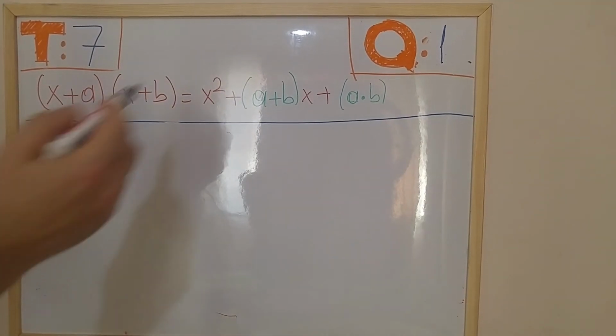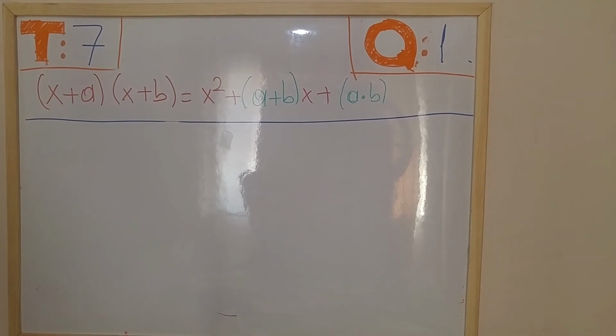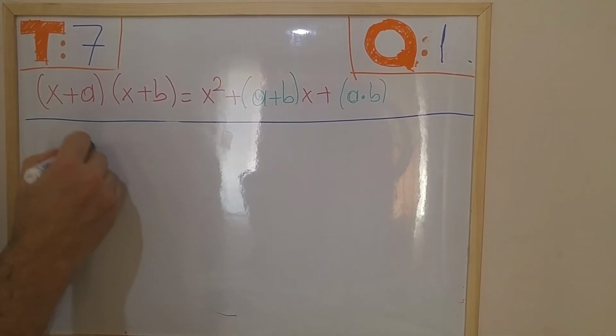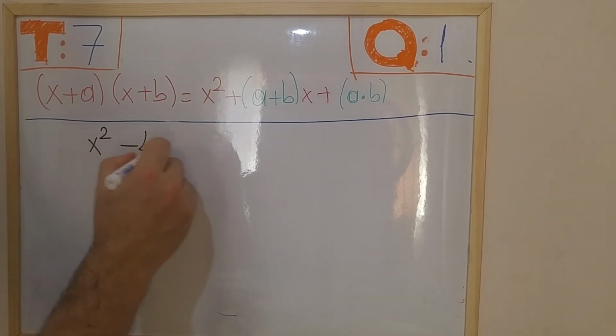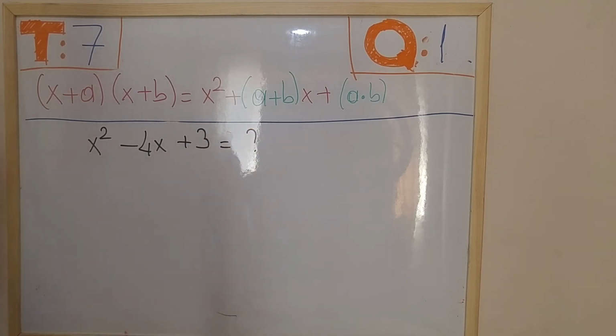Okay, please keep this information in your mind throughout this test. And let's get into the first question. X squared minus 4x plus 3 is equal to what?